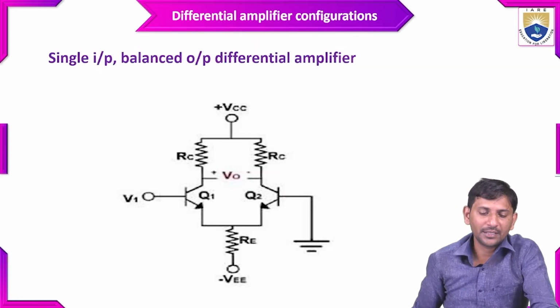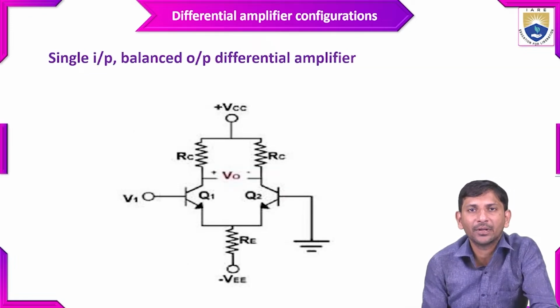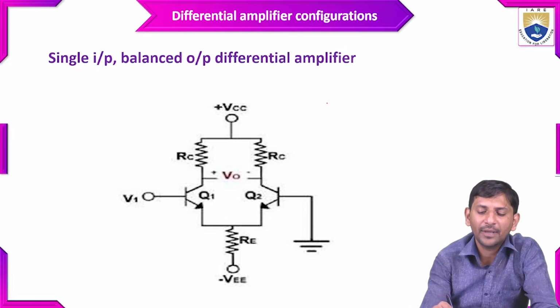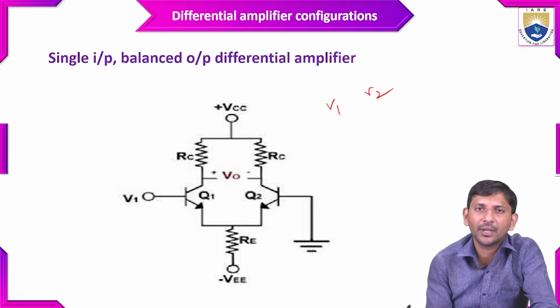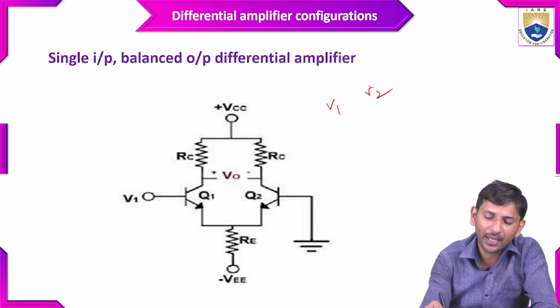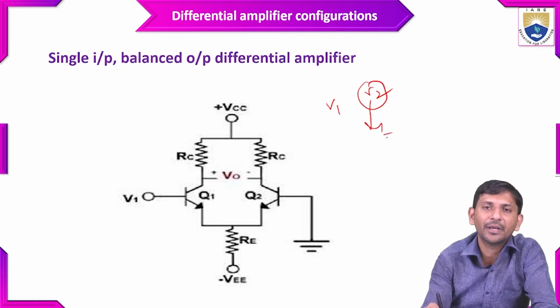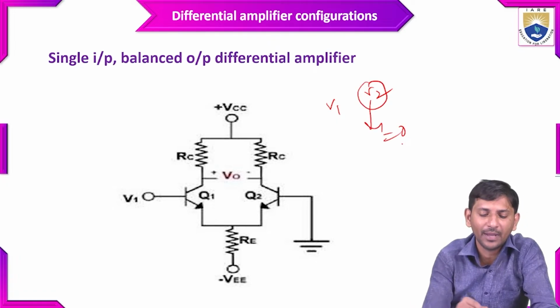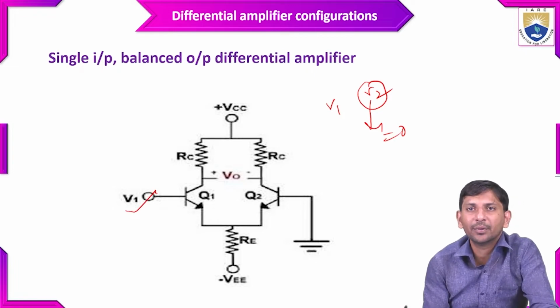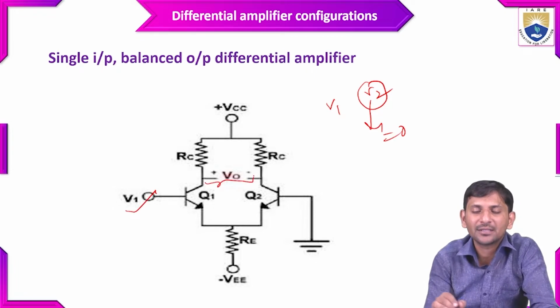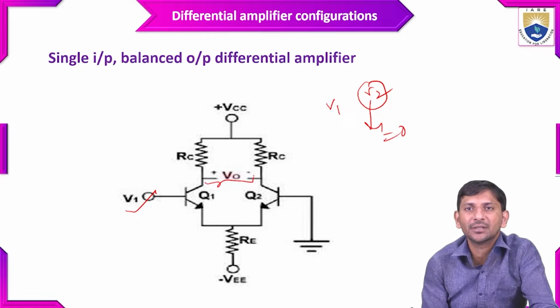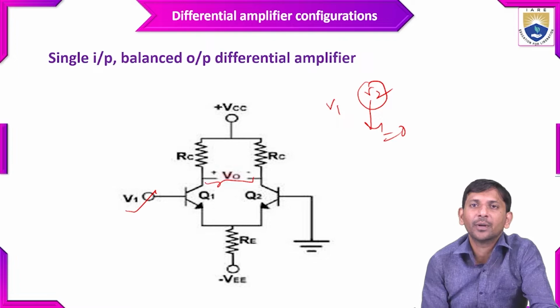And next, the single input balanced output differential amplifier. In this one, V1 and V2 are the dual inputs, but for a single input we make one of the inputs grounded, equal to 0, by applying V1 as the single input, where we observe the balanced output, meaning the difference between the two collector voltages across the two collector pins of Q1 and Q2.